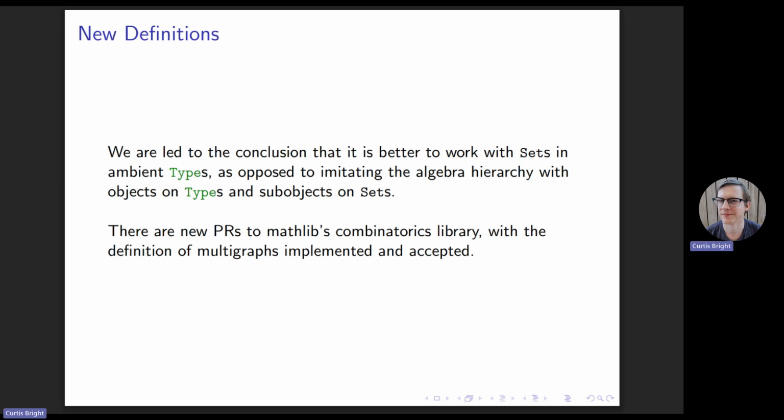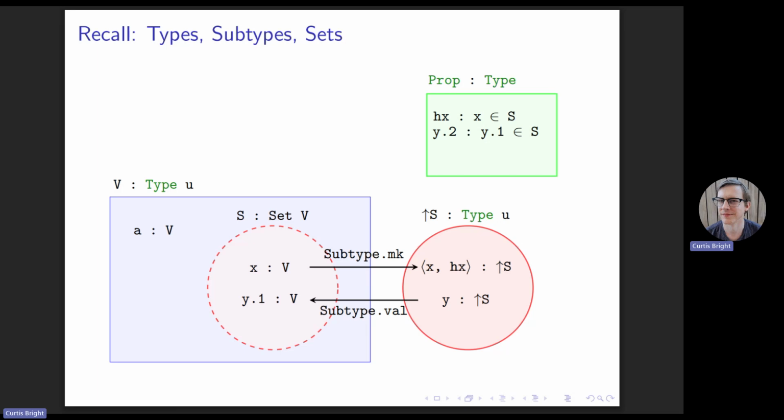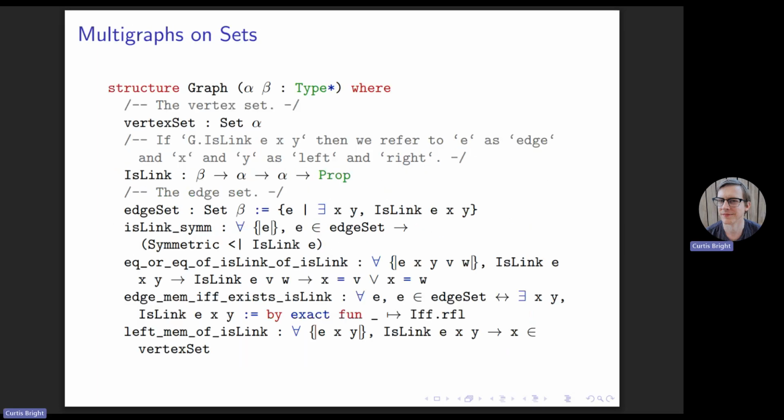So this brings us to Peter Nelson's recent addition to mathlib, which defines multigraphs as having a vertex set and an edge set, and all required conditions placed on those. We essentially keep track of the proposition that an object belongs to the set automatically, or at least that's the goal. And this idea comes from an observation about working with matroids in Lean, where we run into the same thing.